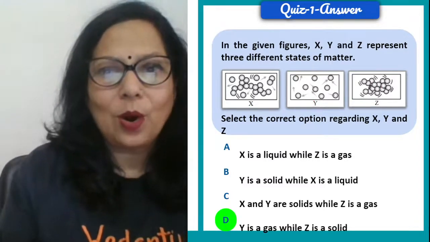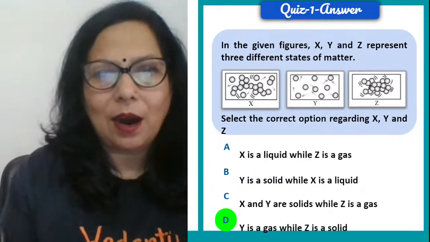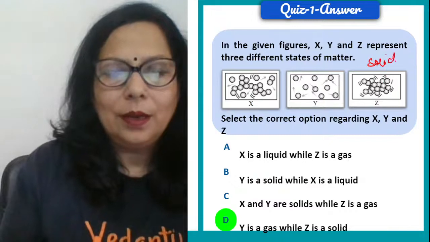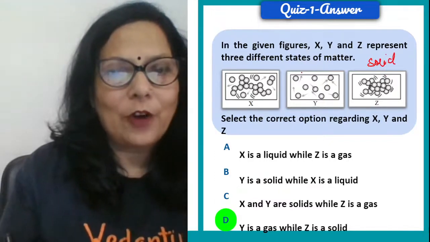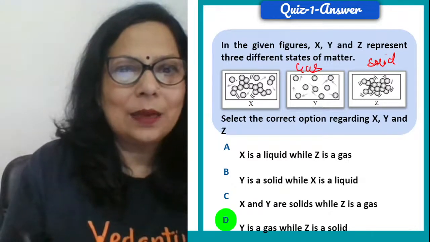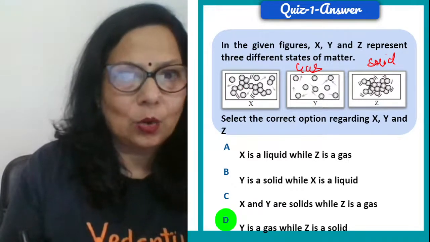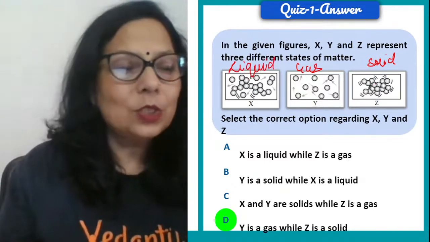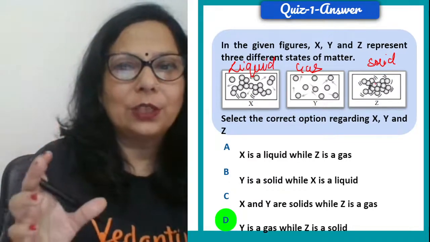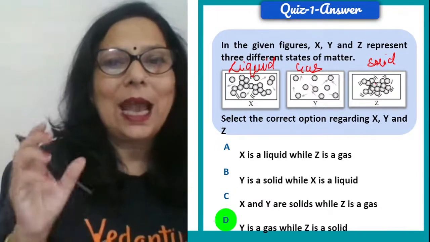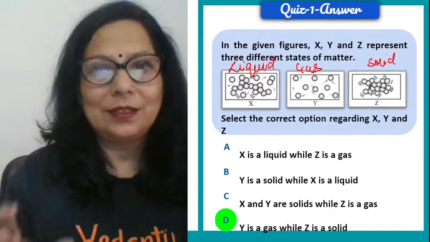Why? Because the molecules of Z are very close to each other. Therefore, it is a solid. Molecules of Y are far apart from each other. Therefore, it is a gas. And there are some spaces, some are close, some are far. So, it is a liquid. In solids, the molecular force of attraction between the two molecules is very high. In liquids, it is less. And in gases, it is the least.